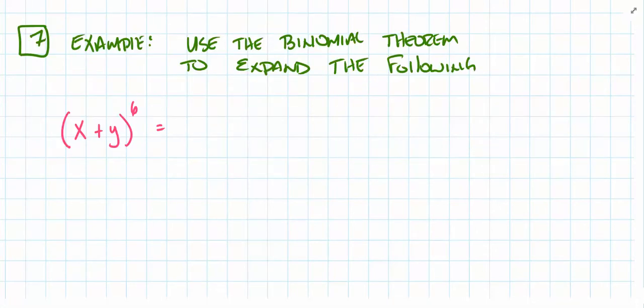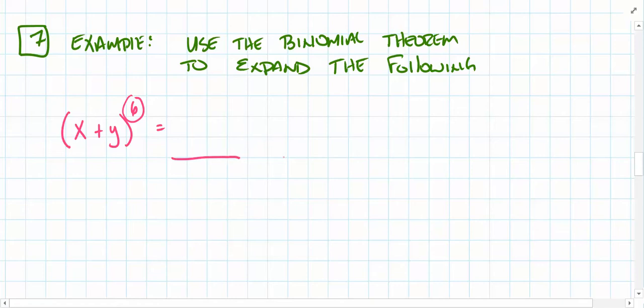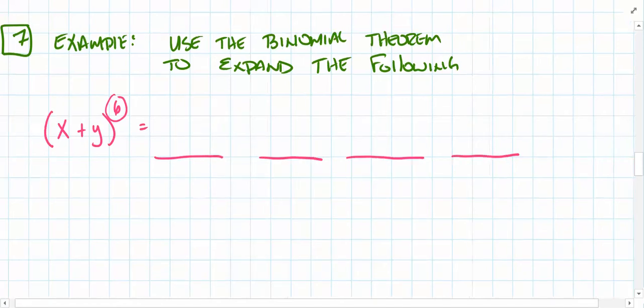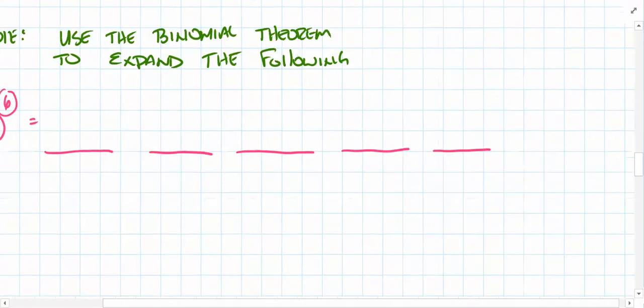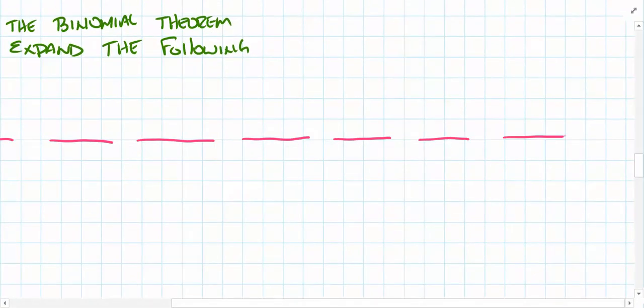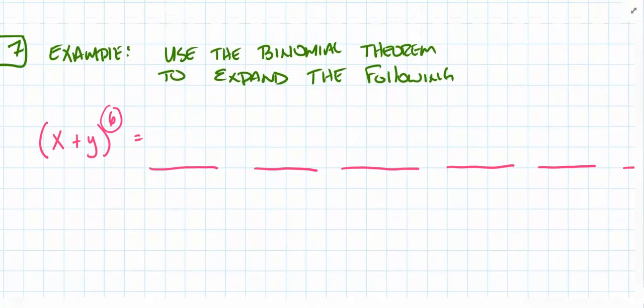Use the binomial theorem to expand the following: x plus y all to the 6th power. All right, now I'm going to start with the fact that I know I have a power of 6. Therefore, I will have 7 terms. So I'll have 1, 2, 3, 4, I'll move this over, 5, 6, 7. I will have 7 terms, all right?